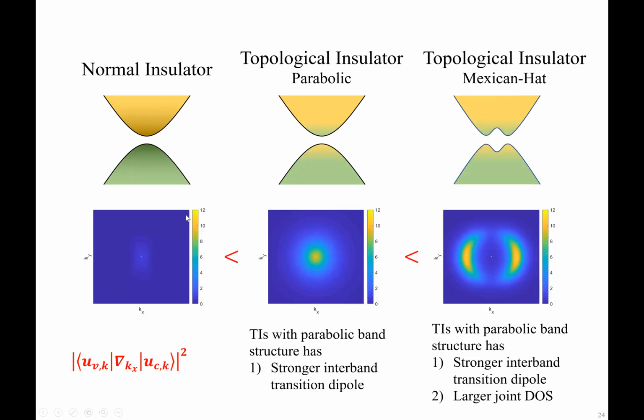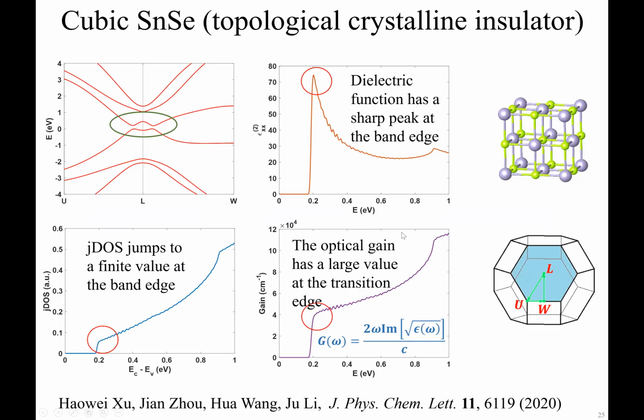So this is what we plot: the intraband and interband transition dipole. In a normal insulator, it's just a point. But in a typical topological insulator, the Berry curvature is much bigger because of the bigger wave function mixing. And with a Mexican hat band structure, you're going to have a bigger joint density of states as well.